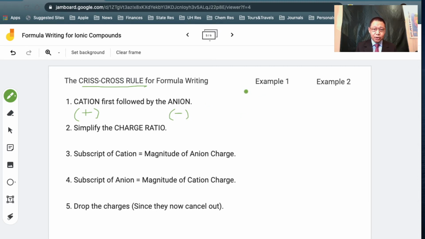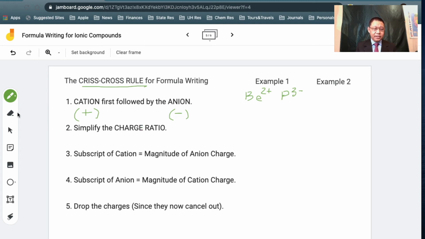If you were to write the formula for the combination of beryllium 2+ and, let's say, phosphide, you always write beryllium first before the phosphorus. Now, the next step is to make sure that the charges are simplified, meaning the magnitudes 2 and 3 have to be in their simplest ratio, and 2:3 is a simplest ratio, so you don't really need to do anything for step 2. In example 2, I'll give you an example where you do need to apply step 2.